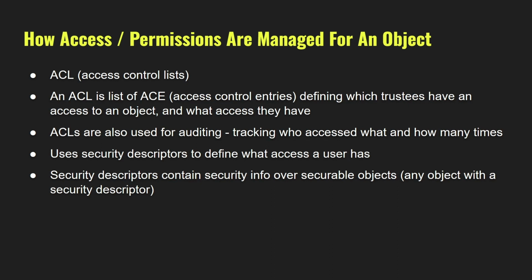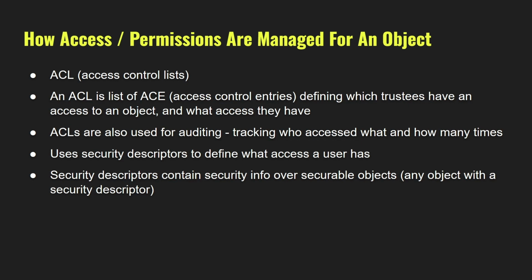ACLs are also used for auditing, tracking who accessed what and how many times. For instance, if you've unsuccessfully accessed a certain resource, it's tracking who's accessed what, how they have accessed it, success or fail. That's also what access control lists are for. They specify what things should be logged and audited, and how it should be logged as well.